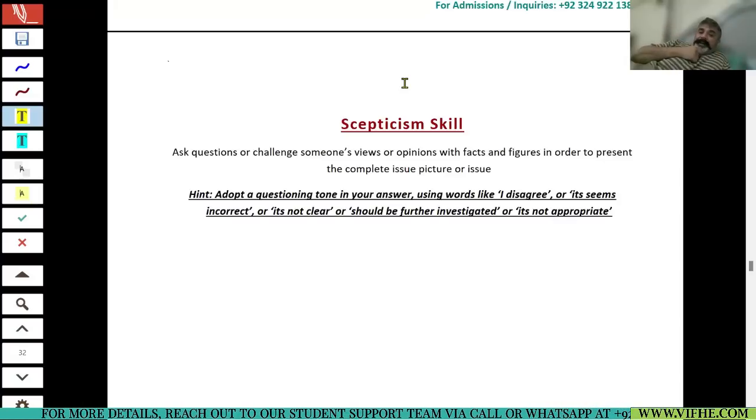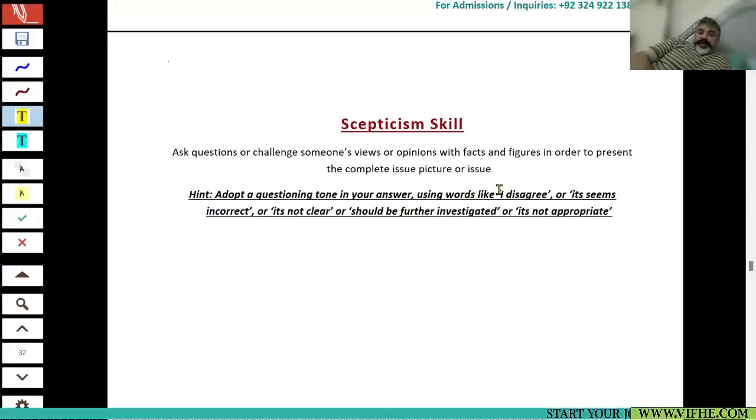Skepticism. Clear? So for skepticism, there are 2 or 3 ways to demonstrate it in your exam. Number one, you can ask questions. When we are doing skepticism, we will ask questions. So you have to draft your answer in a questioning tone. Put a question mark. I mean, you can say, what is the rationale for this? Question mark. Yeah, I'm sure you know how to ask a question, right?